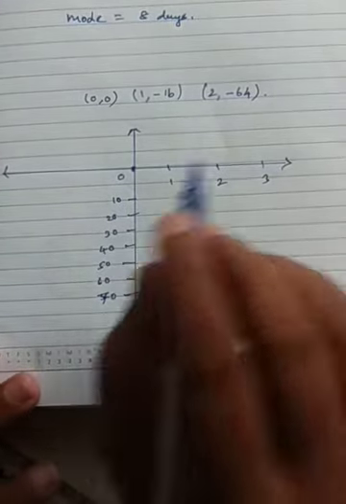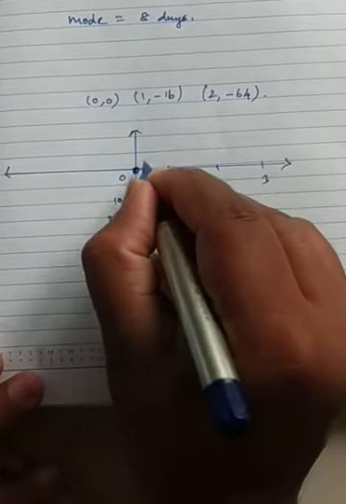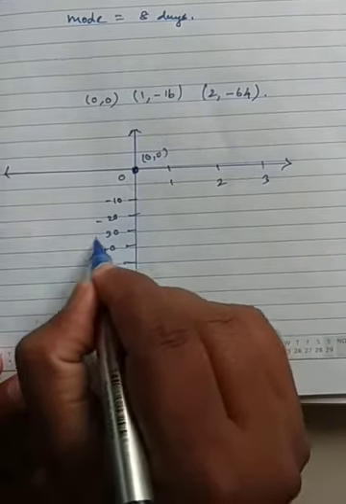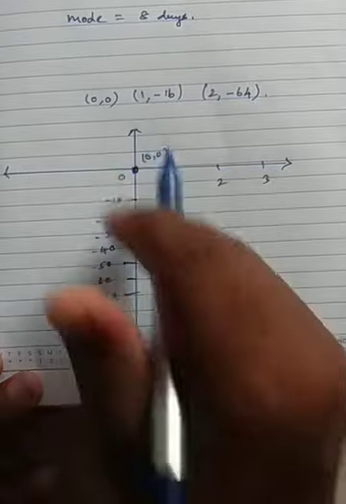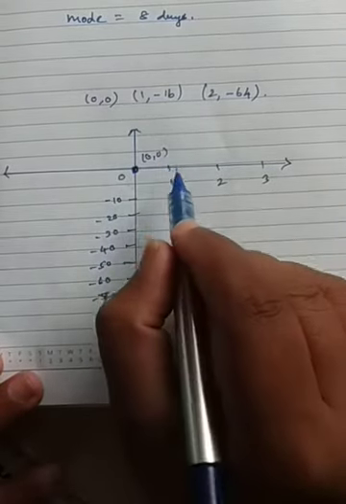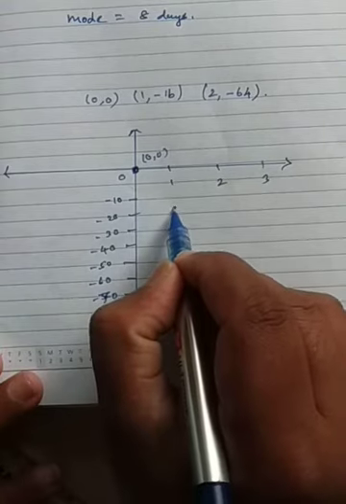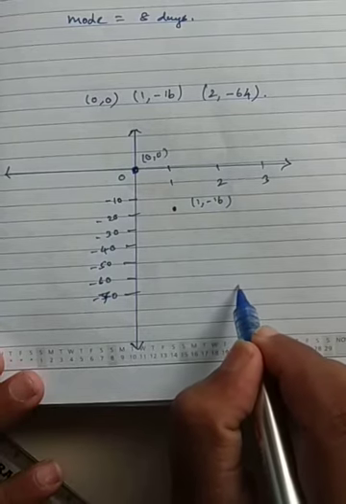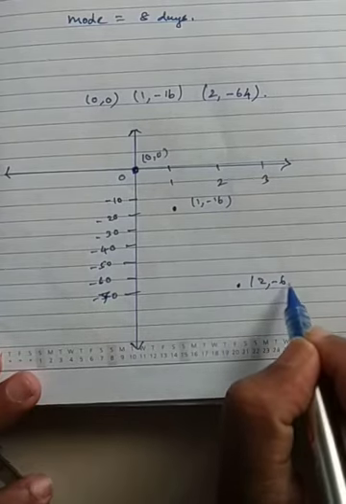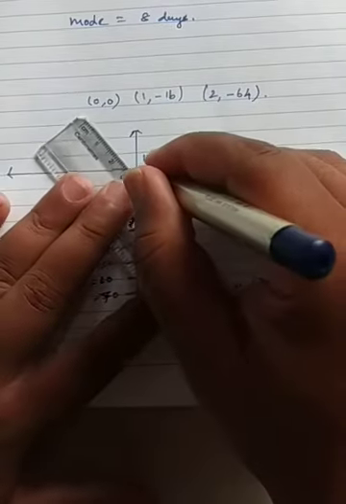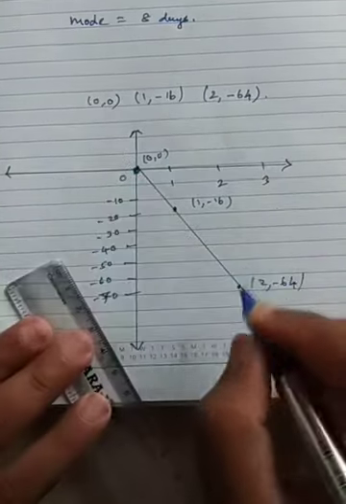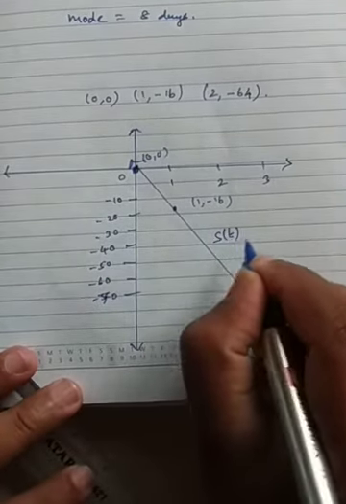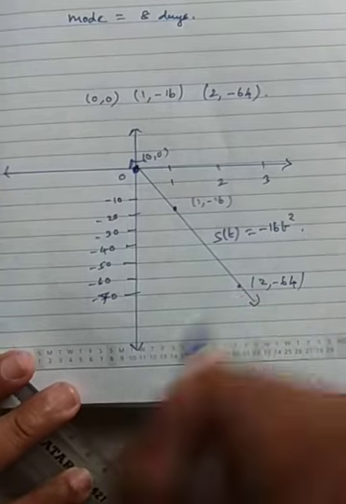Properly draw. First is (0, 0). Then for this side it is minus 10, minus 20, minus 30, minus 40, minus 50, minus 60, because it is going down. For 1 it is minus 16, approximately here. So this is (1, minus 16). For 2 it is minus 64, somewhere here. So this is (2, minus 64). Just join these. Take a scale and join everything. This is nothing but the graph of s of t equals minus 16 t square.